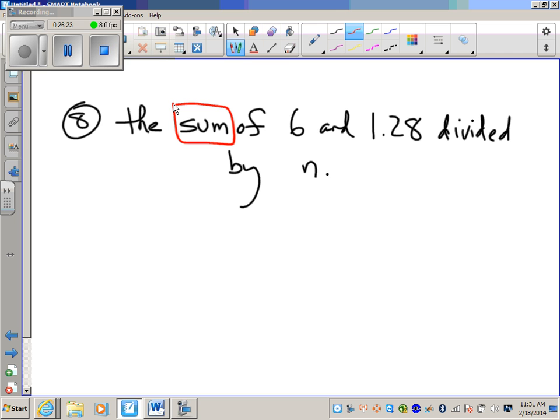Sum tells us 2 things, actually. It doesn't just tell us 1. But what 2 things does it tell us? It tells us that we're going to be, first of all, doing what operation? Adding. And then I need to take the sum, which is the answer to 6 plus 1.28, and then I'm going to divide that by n.